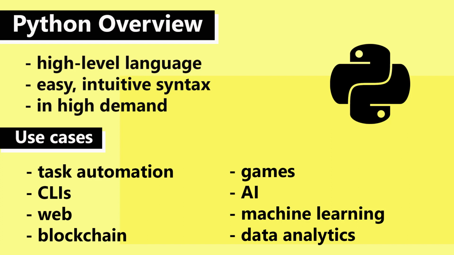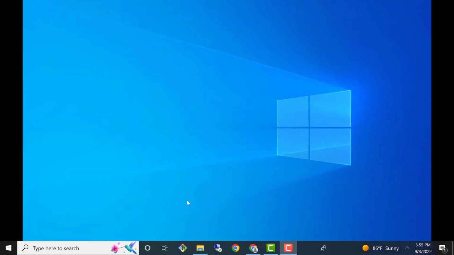Python can be used in a number of different applications, including task automation, command line interfaces, web and REST APIs, blockchain smart contracts, and games, just to name a few. So it's a great language to learn because it's not limited to any one domain. It's also very popular in AI, machine learning, and data analytics. So Python's a great choice for all of these reasons, not to mention it's in extremely high demand in the job market. Alright, so before we do any coding, we'll need to download and install Python if we haven't already.